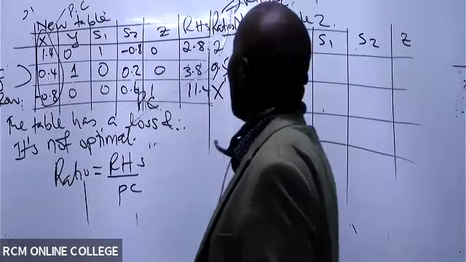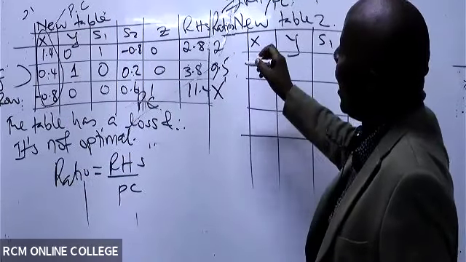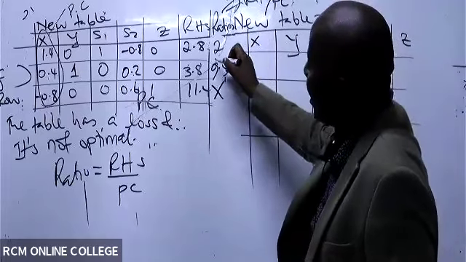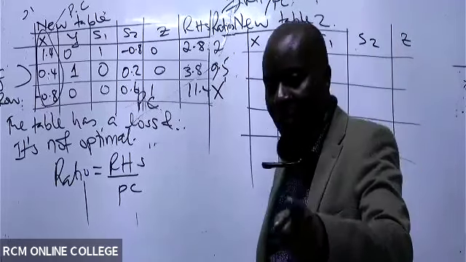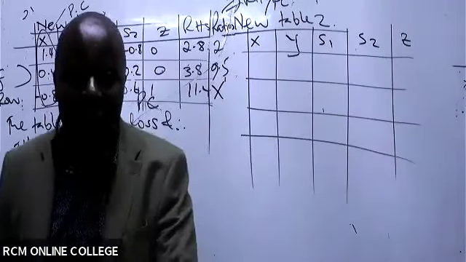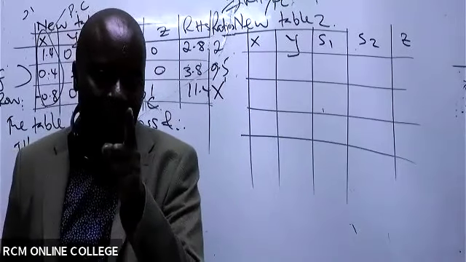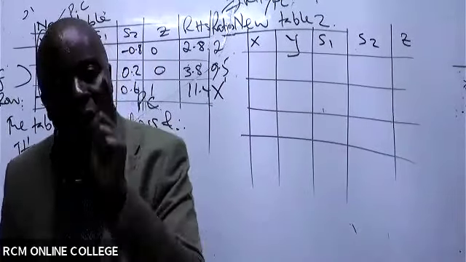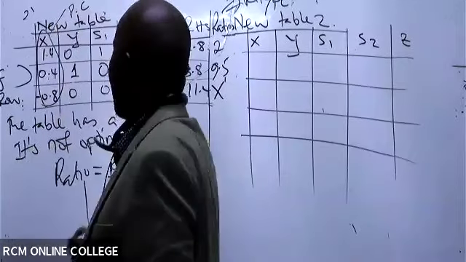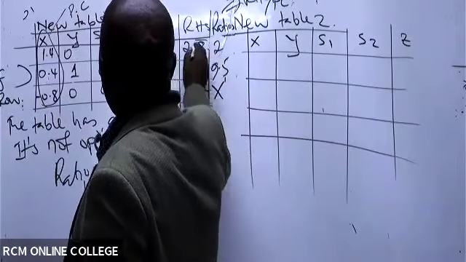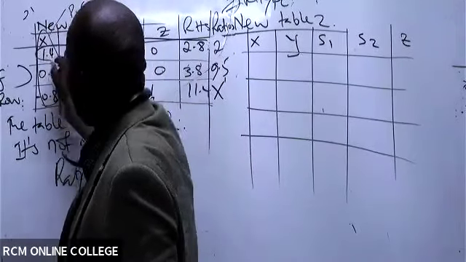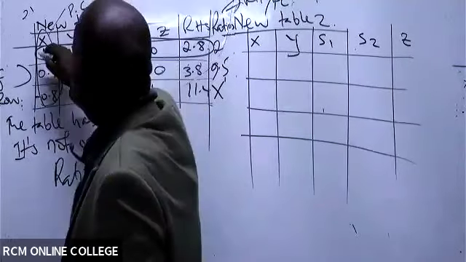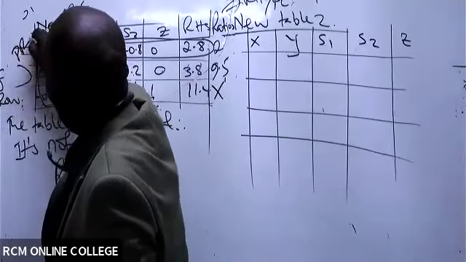We get the pivot row, and the pivot row is the one that has the highest ratio, right? Thank you so much, Valentine. It is the lowest ratio. So the lowest ratio, this one too. So you come and circle this one here. Call it pivot row.